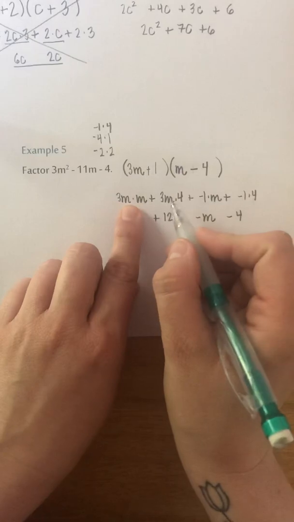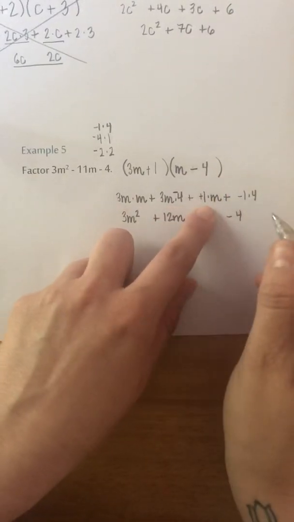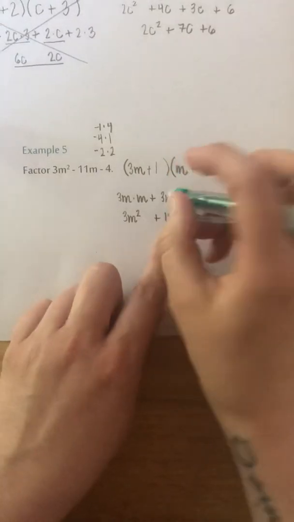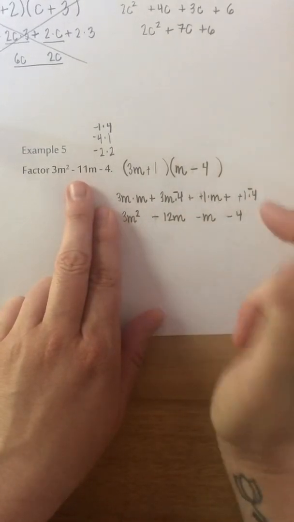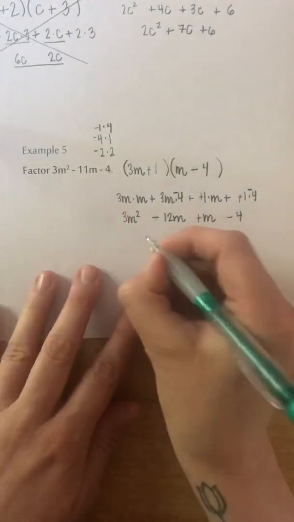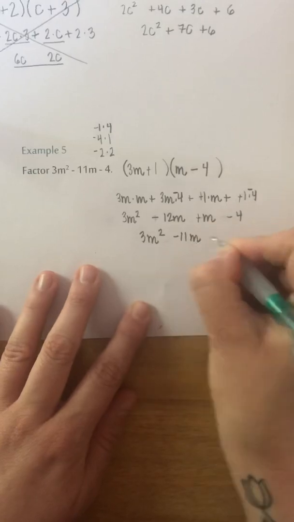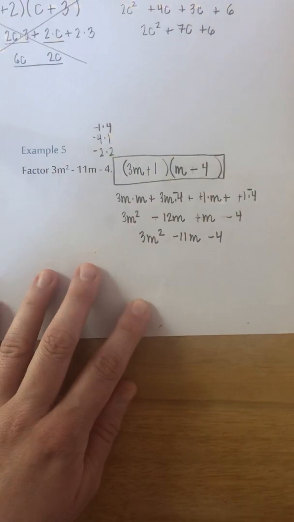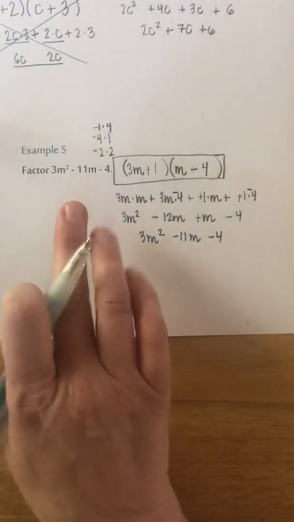So first would be the same. Outer, we would have a -4. Inner, we would have a +1. And last, we would have a +1 and a -1. So now, for the outer term, we have a -12m. For the inner term, we have a +m. And now that gives us what we want, which is a -11m in the middle. And so this is the correct answer. So again, we tried something, it didn't work, but all we had to do was change the signs on that one to make it work, and now we are good to go.